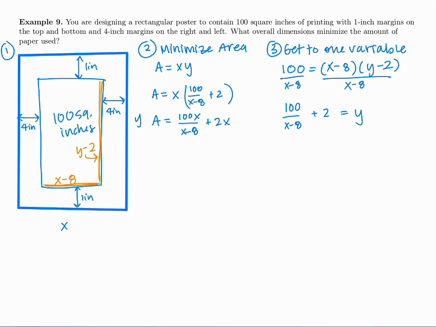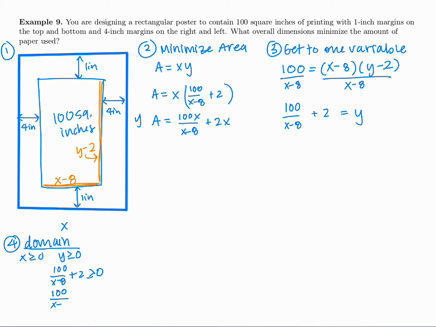All right. Now I'm going to talk about a domain. Again, x has to be greater than or equal to 0, and y has to be greater than or equal to 0. Those are for sure things that have to happen because I'm making a piece of paper. That y, 100 over x minus 8 plus 2, has to be greater than or equal to 0. I end up with that. And then now I'm just going to move things around and solve for x.